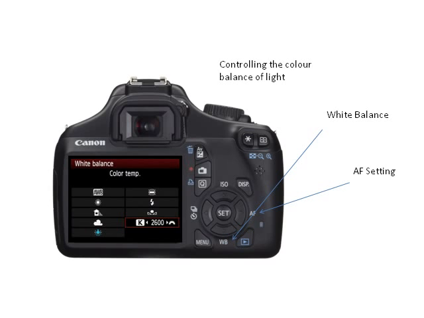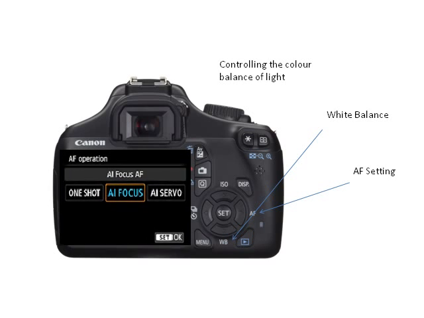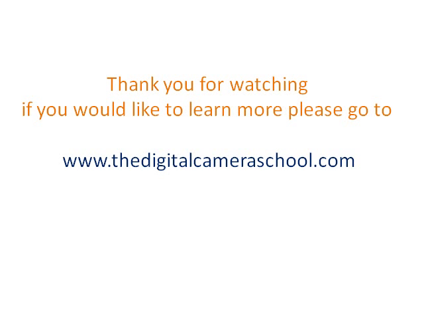Moving on to AF, which is autofocus settings, if we switch over to there, you'll see 3 here, but some of you will have 4. One shot, AI focus and AI servo. Again, one of our modules does cover that because there's a little bit more detail than it needs to go in this module. Okay, so that's your camera settings that you'll probably use on a day-to-day basis.